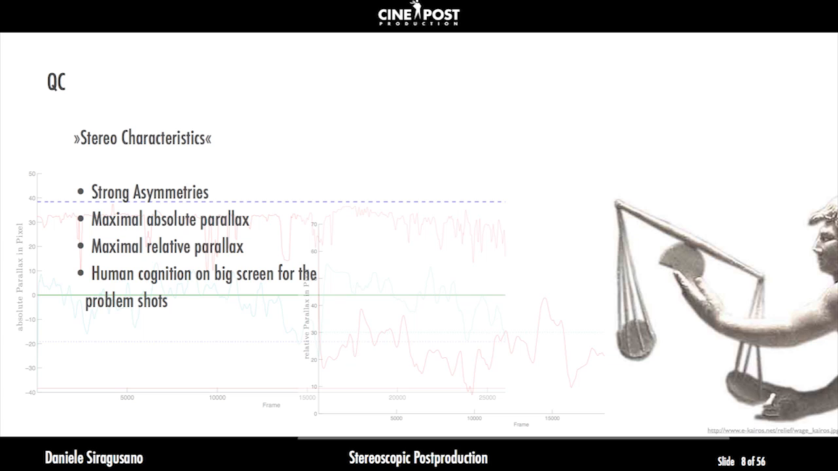So if we are doing dailies at our facility and we have some shots that are above these limit values, it does not mean that the shot cannot be used. We heard yesterday that a lot of factors are affected by the image layout, and you cannot say, okay, you have an absolute parallax of 20, and in this one shot it's 22, and that means you cannot use it. But you have to watch it a little more carefully and judge it with human cognition on a big screen.